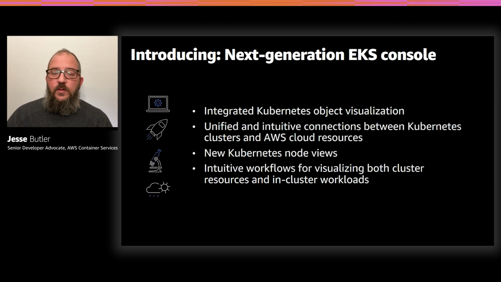So basically what we've done is taken the console that we already had and we've integrated native Kubernetes object visualization with it. So you have a unified, intuitive connection between your Kubernetes clusters, the workloads and the objects within them, and your AWS cloud resources that comprise them. So there's new node views for Kubernetes, as well as intuitive workflows for looking at your Kubernetes workloads in the cluster.